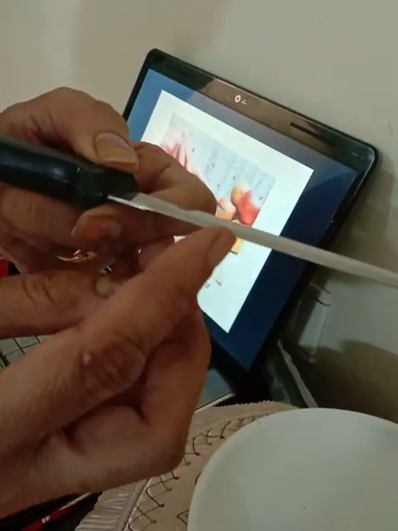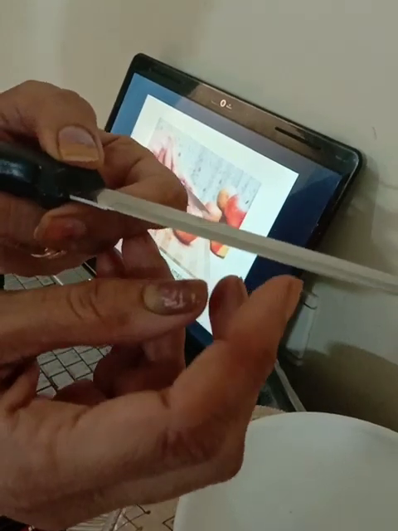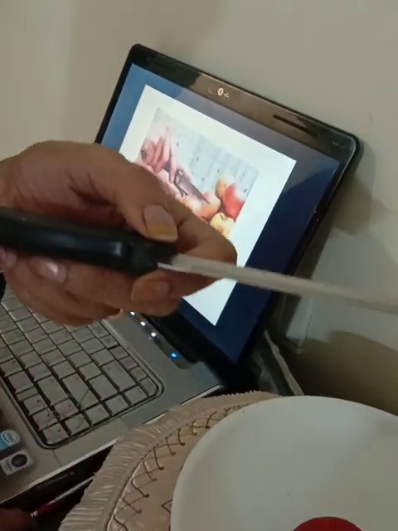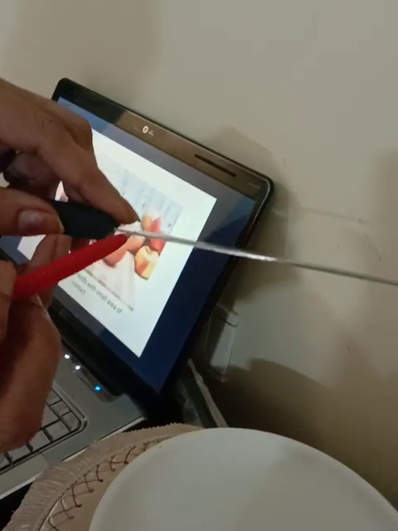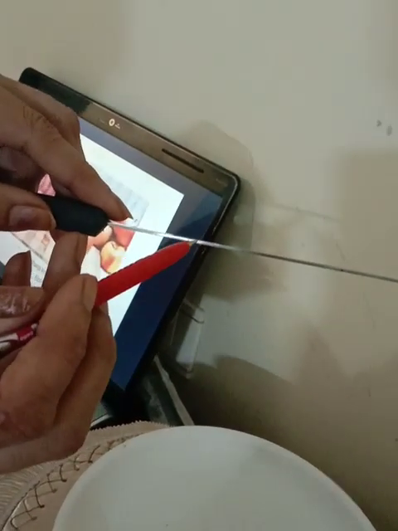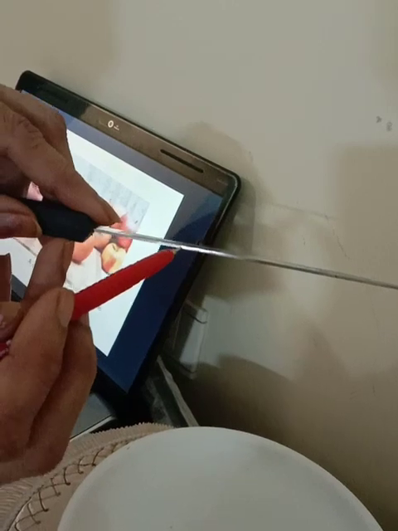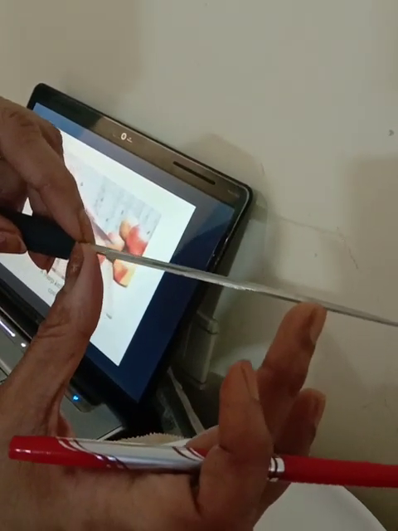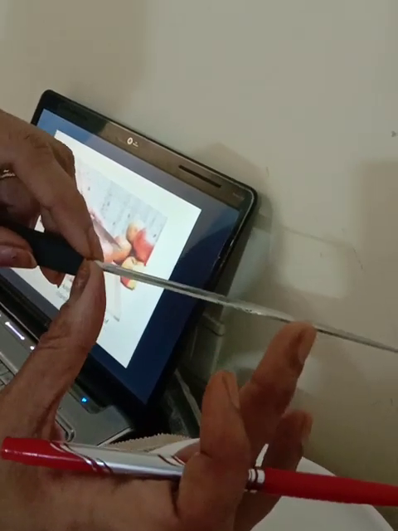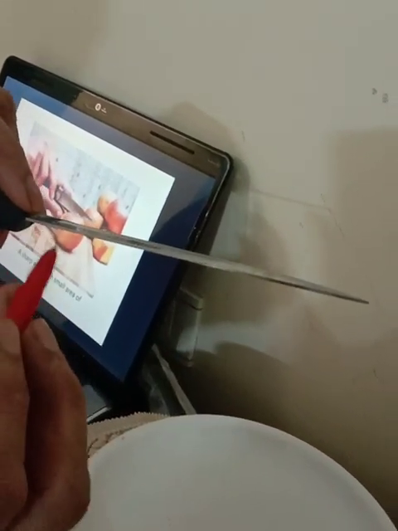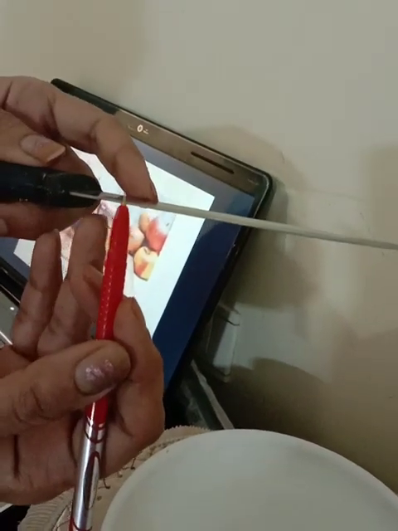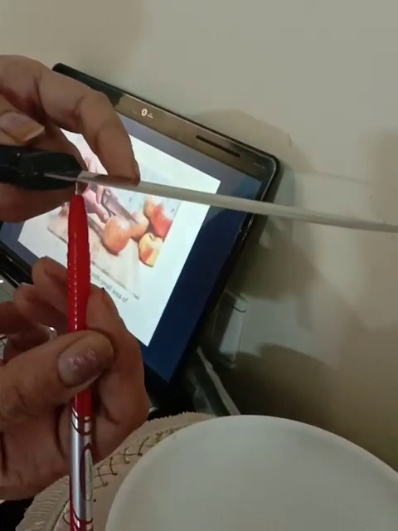This is the fine edge of the knife, right? So you can see the area is very, very small. But if we see the blunt edge of the knife, it is this much wide and this much broad, right? So what is the effect? The area in contact becomes much more than the area in contact in this case.